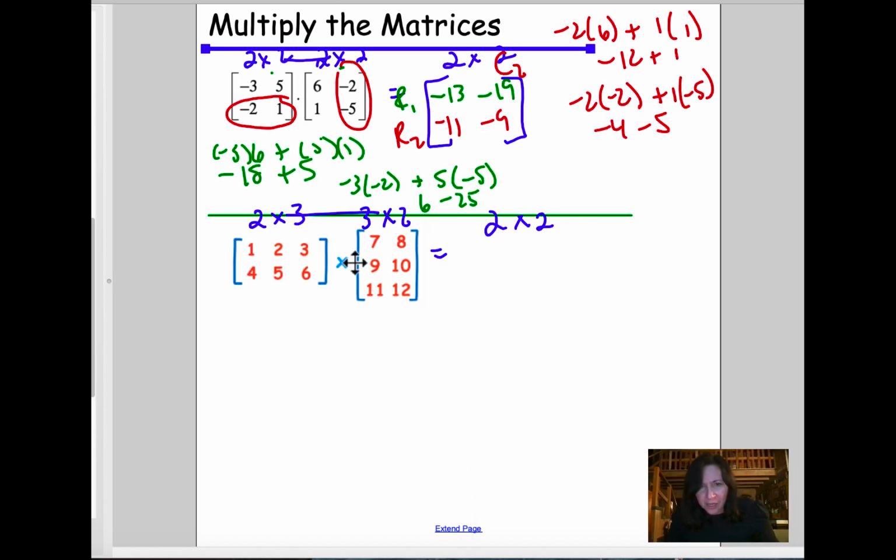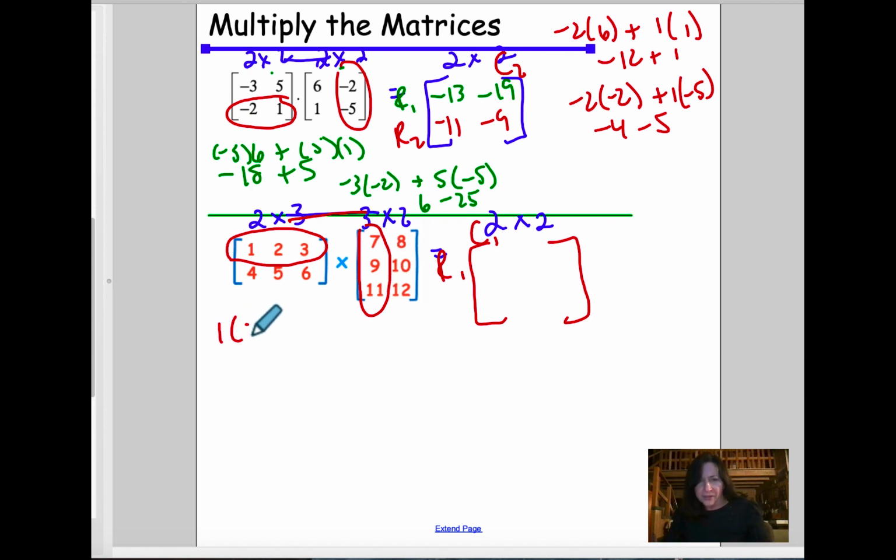For this problem here, this also is going to give me a 2 by 2, but it's a little bit trickier because I have a third column or row. In this case, the 3's are going to cancel. But remember, for this spot right here, which is row 1 and column 1, we want to multiply these terms, row 1 by column 1, okay? So we're going to go 1 times 7.